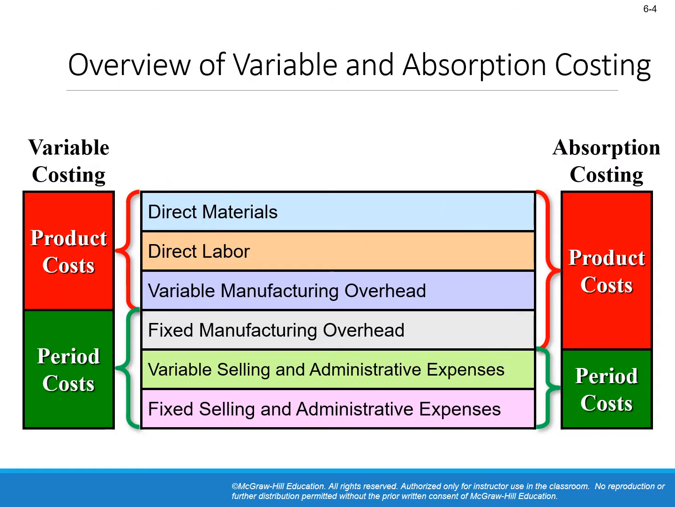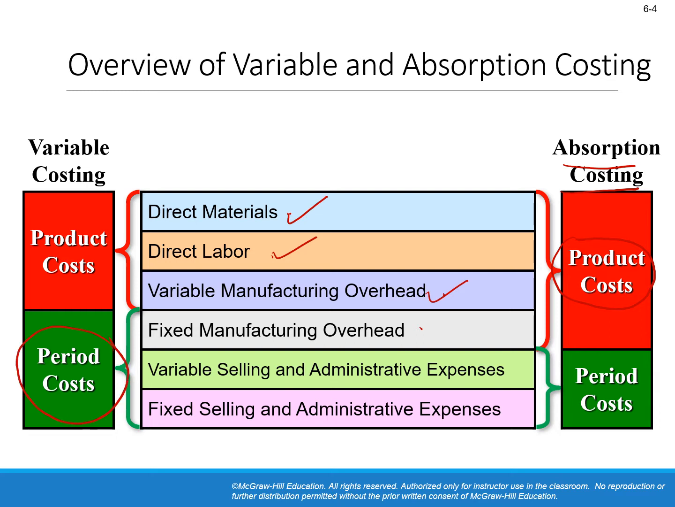Okay, so variable costing, you know that we have direct material, direct labor, variable manufacturing overhead, and fixed manufacturing overhead, and these components are all part of the product cost under absorption costing, and this is what we've been learning so far in this course. Under variable costing, the product cost comprises direct material, direct labor, and only the variable component of manufacturing overhead. However, the fixed manufacturing overhead goes to the period cost.